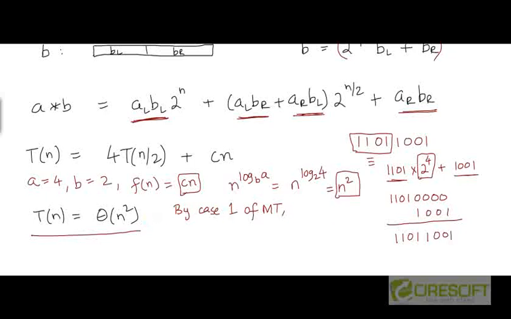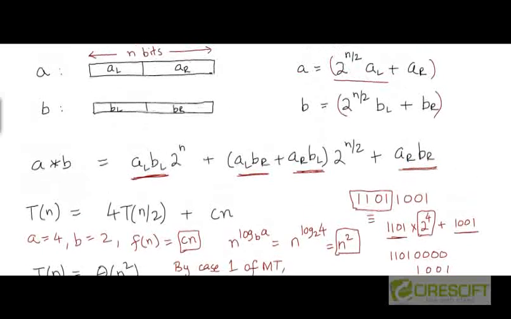So let's see if we can do better than theta of n square by modifying this divide and conquer strategy. We will again develop a divide and conquer algorithm, but it's going to be slightly different from this relatively straightforward algorithm.